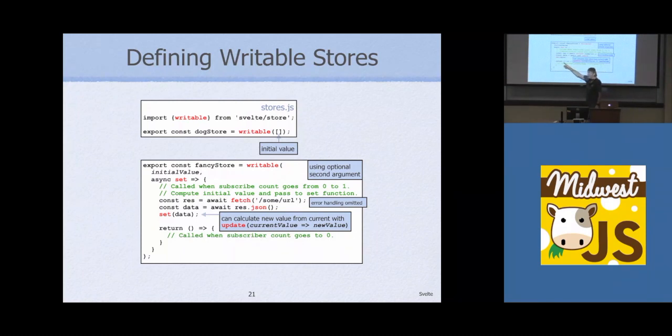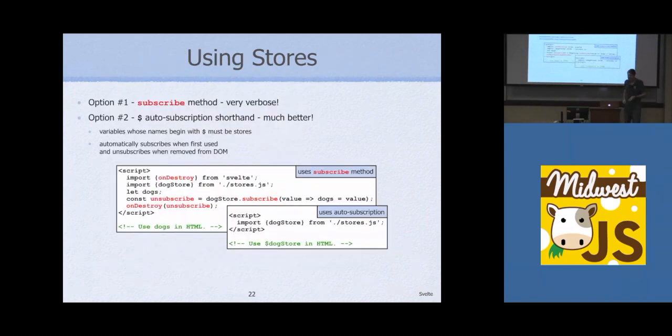If I needed to do some sort of cleanup, I can return a function, and this is going to be called as soon as the number of subscribers drops down to 0. I don't need anything like that for just making a REST call, but if you need cleanup, there's an easy way to do that. Now, how do you make use of this store? Well, all I have to do is subscribe, but there are two ways to do it, the hard way and the easy way. You never want to do it the hard way, but I'll show you how it works.